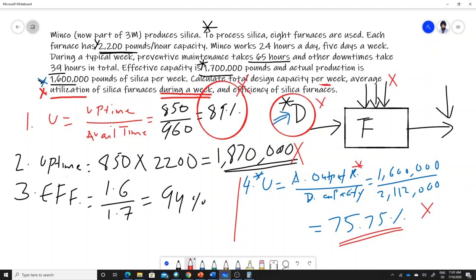Similarly for hospitals and restaurants, the utilization will vary based on demand.